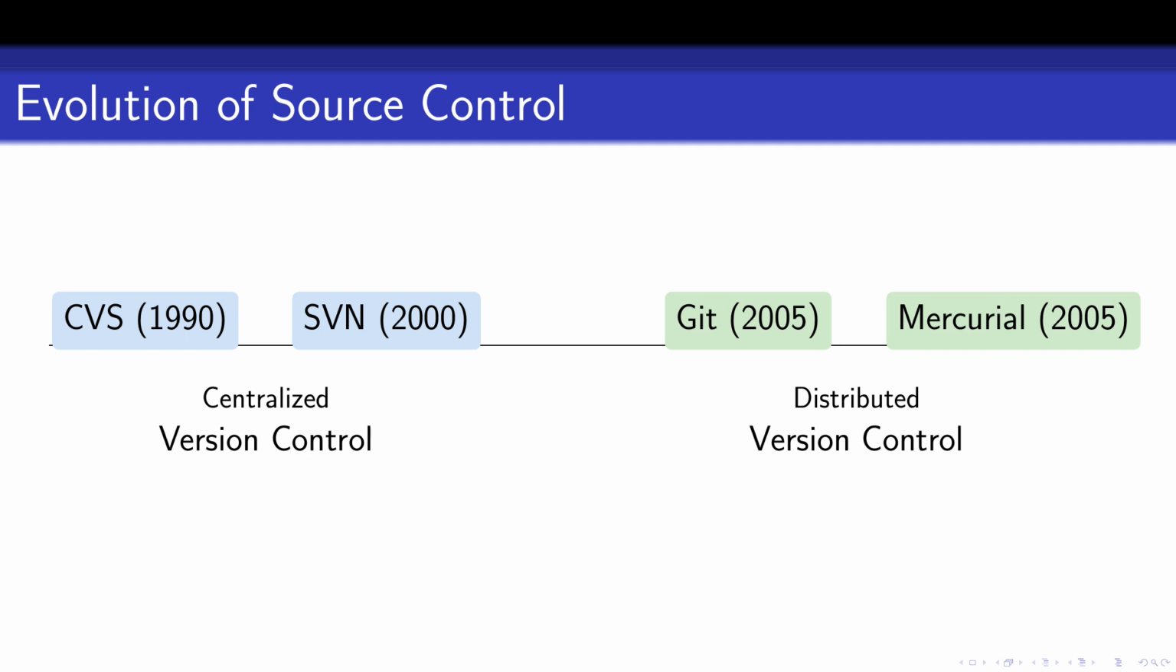Version control has evolved significantly over time. We started with CVS in 1990. Then in 2000 came SVN. Git emerged in 2005, along with Mercurial. Over the years, we have moved from centralized to distributed version control.